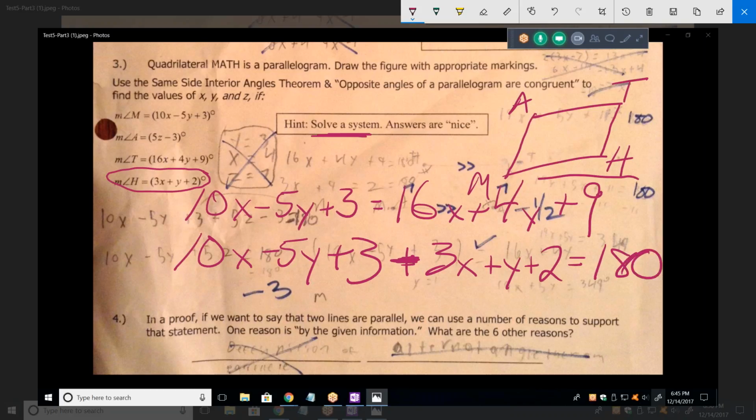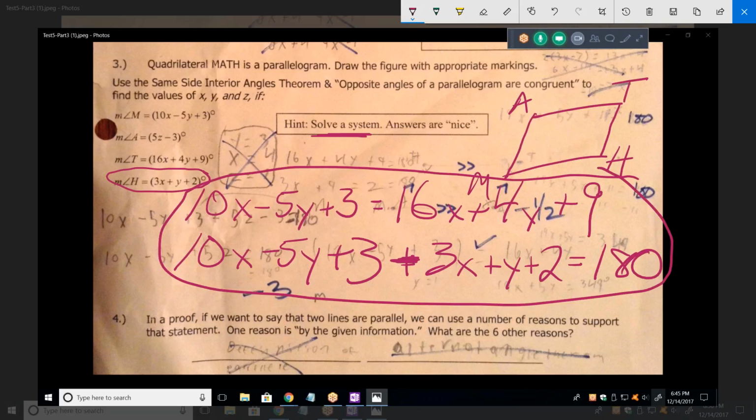Now, notice I have two equations and two unknowns. And you can almost always solve that. Every now and then they'll throw in one that has no solution, but usually you can solve that. Now, the best way to solve a system of equations is usually to put each one in standard format. Standard format is ax plus by equals c.